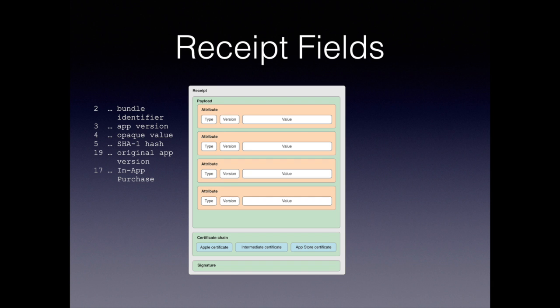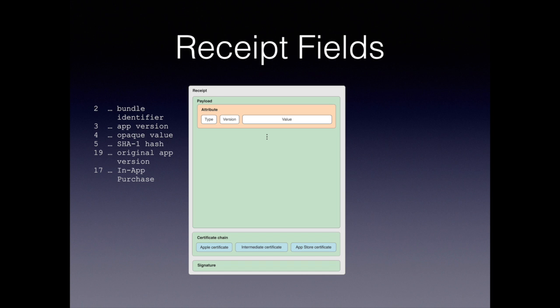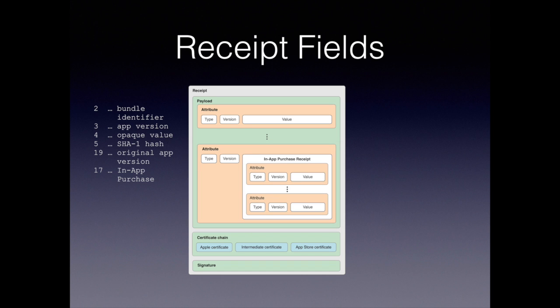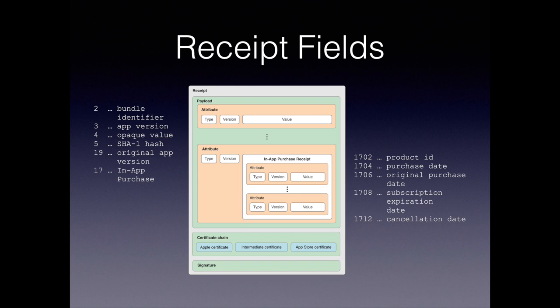And there's a special case of a receipt field, the one with number 17, which is an in-app purchase. So you can have multiple 17 ones, and each of these then has fields that are relevant for this individual in-app purchase. And the thing that interests us the most is 1708, which is the subscription expiration date, which you cannot get any other way except by talking to Apple servers and getting the JSON. But this way you can get it locally within the app too.